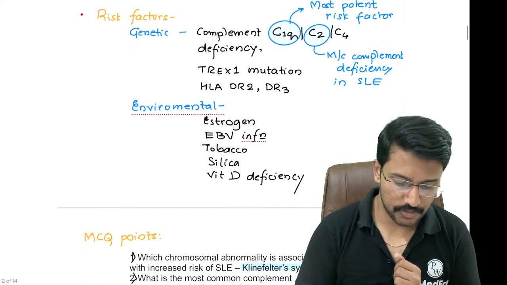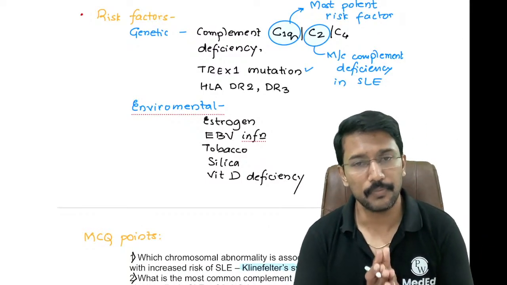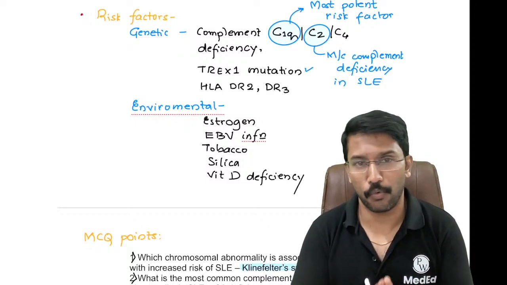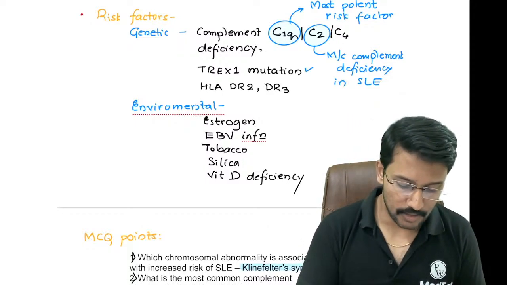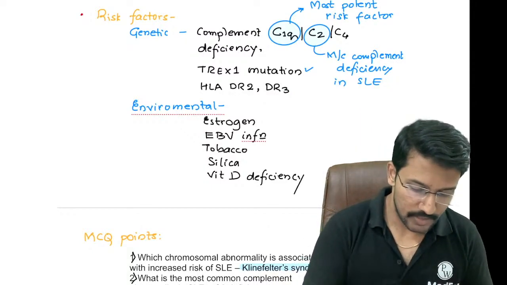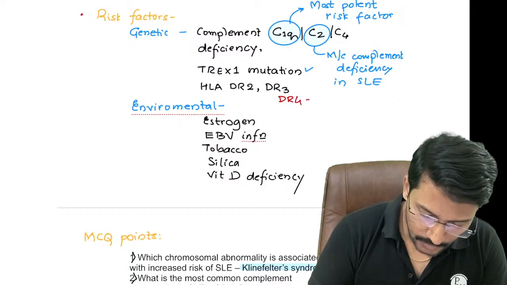Other than that, mutations in a gene called TREX1 can also cause SLE, and HLA correlation is a particularly frequently asked MCQ point. Which HLA variants are associated with increased risk? It is HLA DR2 and DR3. Please make a note here. The HLA DR4 is protective.